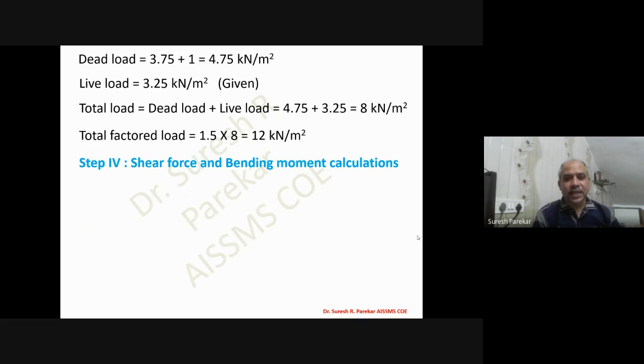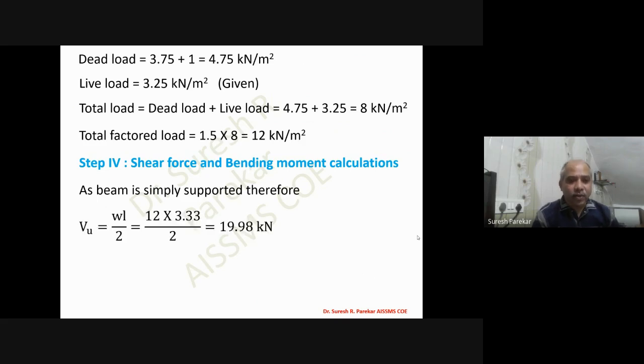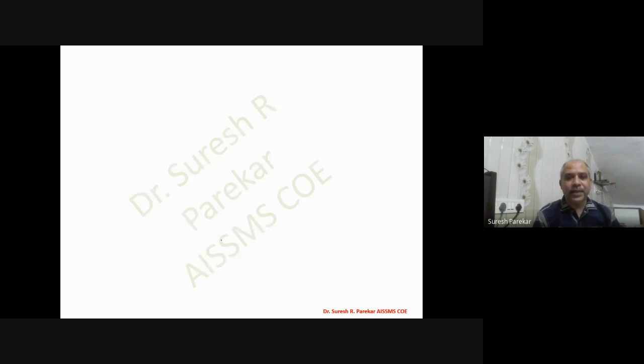Then we have the next step, shear force and bending moment calculations. As the slab is simply supported, we have Vu equal to Wu L by 2, where Wu is the factored load. Wu we got as 12, so 12 into the effective span 3.33 upon 2 gives 19.98 kN. The bending moment is Wu into L effective squared by 8, so 12 into 3.33 squared by 8 is 16.34 kNm. So we have the shear force and bending moment.